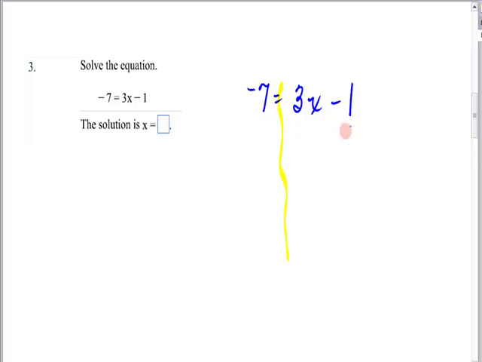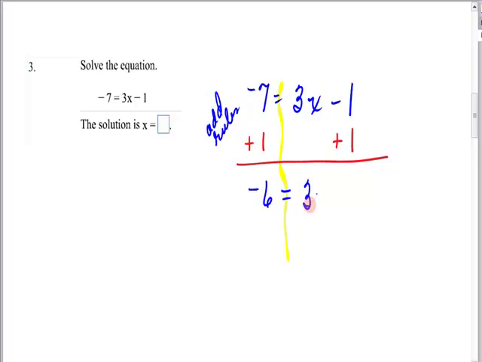Is there a constant to get rid of? Because remember, my goal is to get x by itself. Yes, there's a minus 1. What's the inverse of that? Add 1. Negative 7 plus 1, using the addition rules. Negative 7, positive 1, subtract, keep the sign of the big one for negative 6. Bring down the 3x, and the 1's were inverses, opposites.